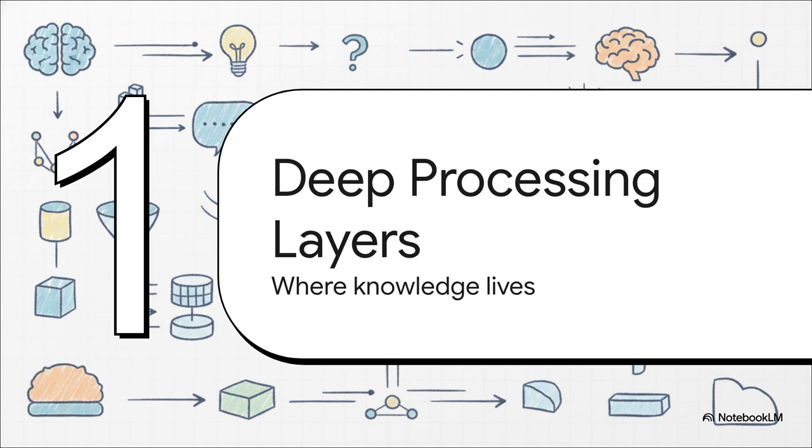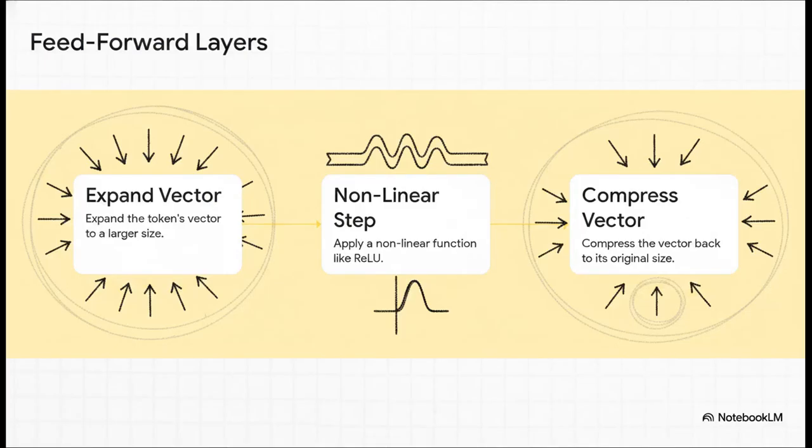Step 3. The deep processing layers. This is where the knowledge actually lives. All right, we're leaving the collaborative world of attention now. We're diving into the hidden, kind of unglamorous machinery where individual tokens do their own heavy lifting, totally independent from one another. This all goes down in the feed-forward network through a very strict 1-2-3 sequence.